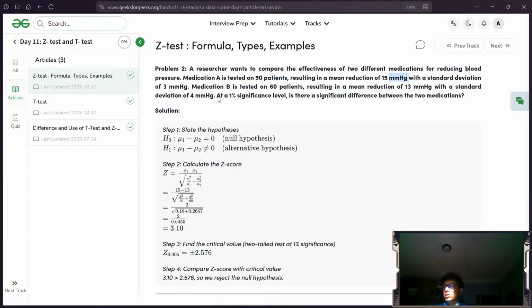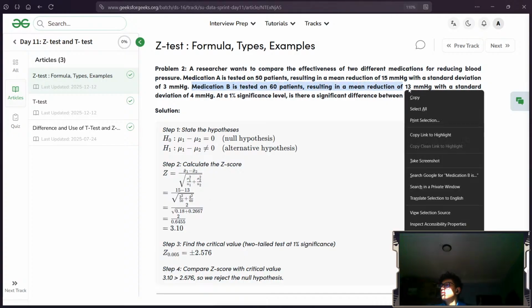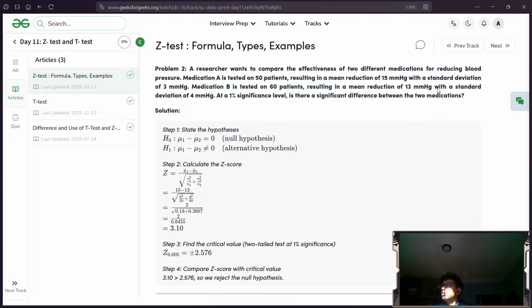Millimeters of mercury. Okay. So, mean reduction of 15 millimeters of mercury with a standard deviation of 3 millimeters of mercury. Medication B is tested on 60 patients, resulting in a mean reduction of 13 millimeters of mercury with a standard deviation of 4 millimeters of mercury. At 1% significance level, is there a significant difference between the two medications?